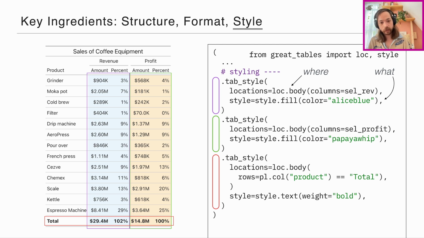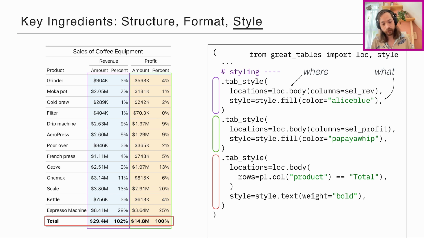And then the last thing is a little bit different. Before, we made the backgrounds of the columns a color. Now we target a row. If you look at the very bottom of the table, the text is bolded. What we do here is use the location, and we can use Polars expressions. These are little pieces of data analysis, essentially. Here, the rows= part is using a Polars expression to basically filter out the bottom row of the table for styling. And then for the style piece, we use style.text to make it bold.